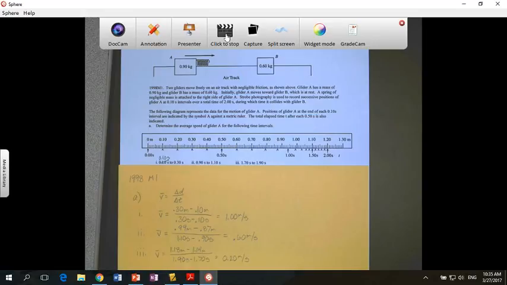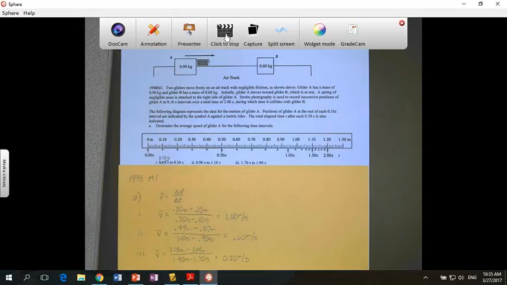So you've got two gliders that move freely on an air track with negligible friction, as shown above. Glider A has a mass of 0.90 kilograms. Glider B has a mass of 0.60 kilograms. Initially, glider A moves towards glider B, which is at rest. A spring of negligible mass is attached to the right side of glider A.